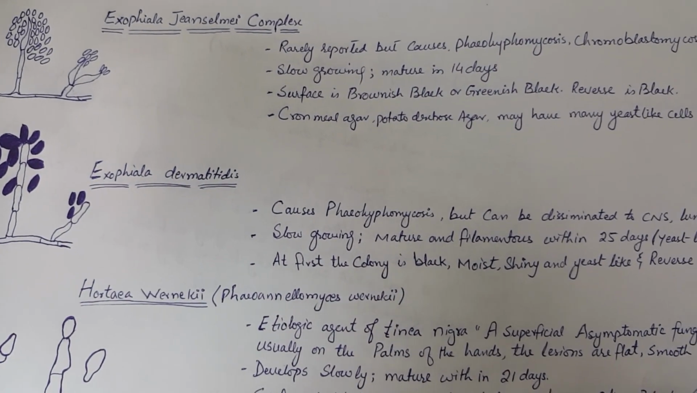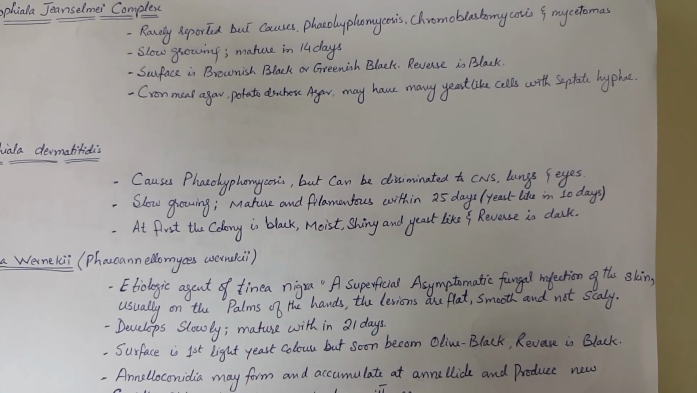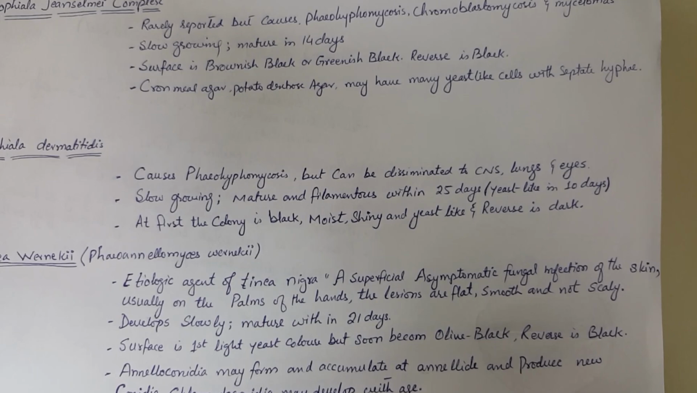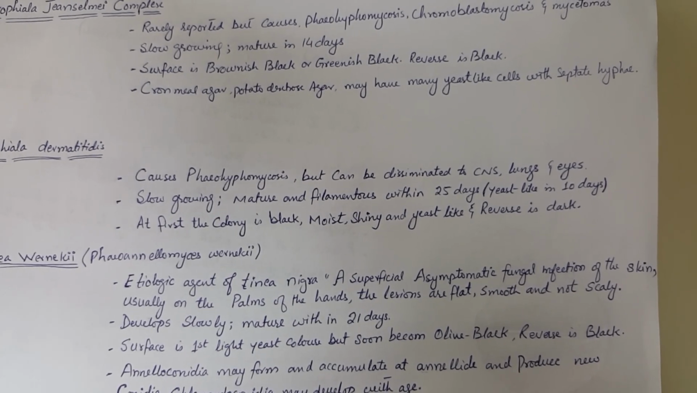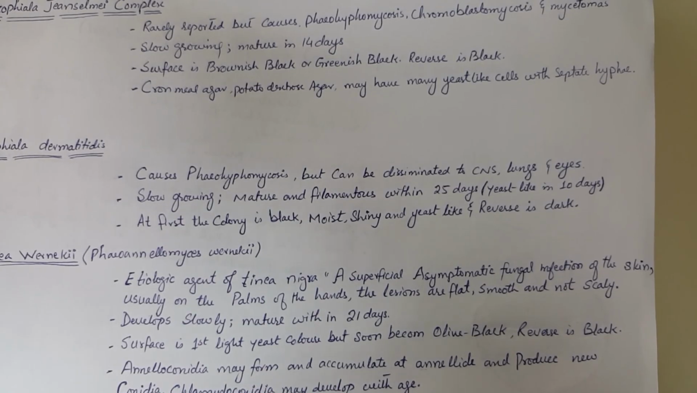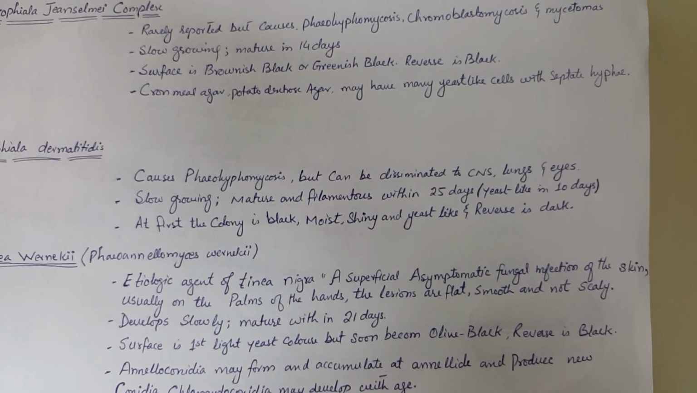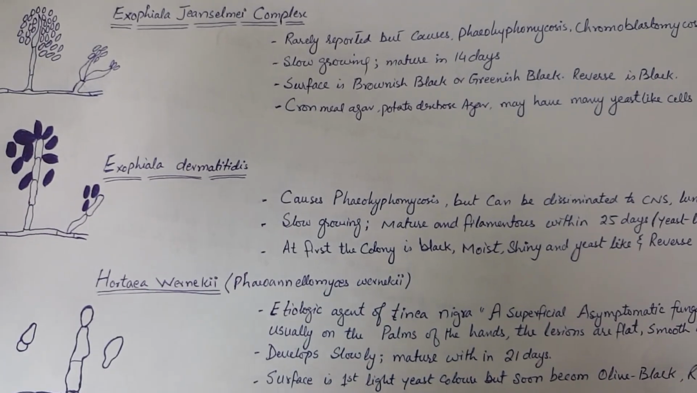Exophiala dermatitidis causes phaeohyphomycosis but can be disseminated to the central nervous system, lungs, and eyes. Slow growing, mature, filamentous within 25 days, and yeast-like in 10 days. At first, the colony is black, moist, shiny, yeast-like, and the reverse is black.